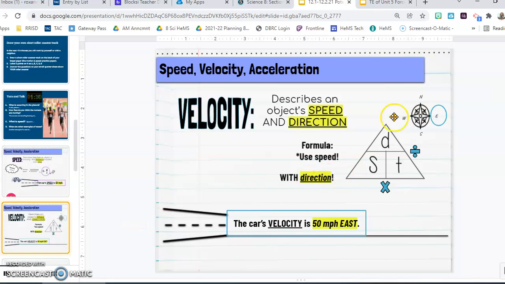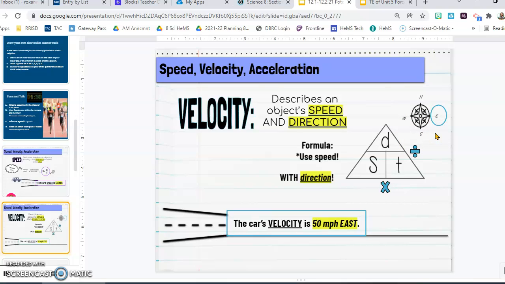Okay, this is in the upper right-hand corner, up over here on your slide 7, and this is velocity. It is speed with direction. So you figure out the speed, that's distance over time, because we want to find speed. And you're going to say the car's velocity is 50 miles an hour east. So we're adding direction, where it's going. Look at the little compass rose here, and there's east circled.